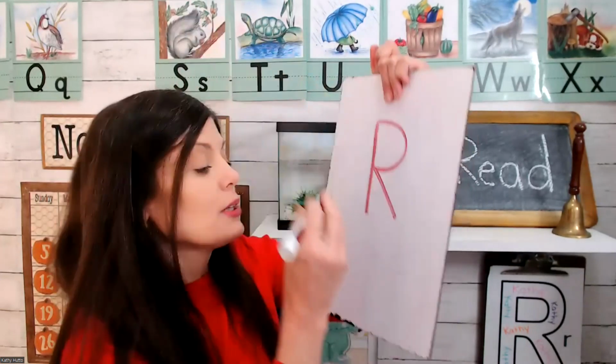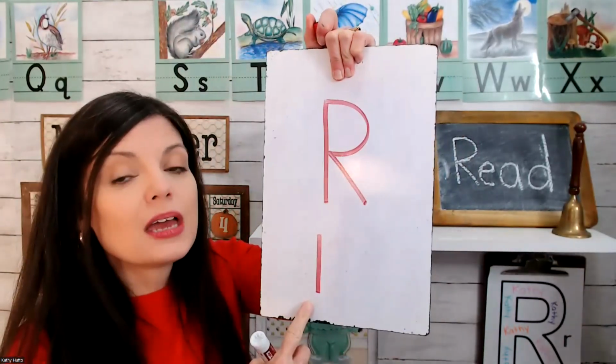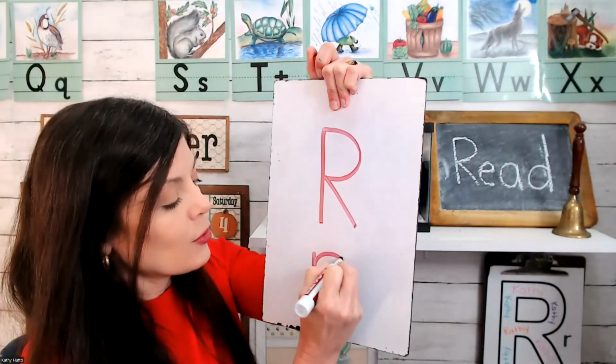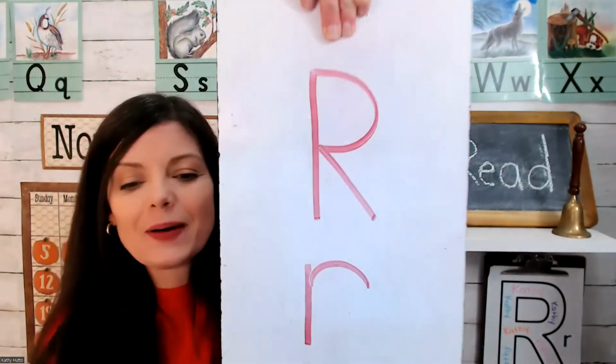Now let's make the little letter R. You're going to make a little line that comes down, and then you're going to go almost to the top and make a rainbow. Just come over like that, like a rainbow.